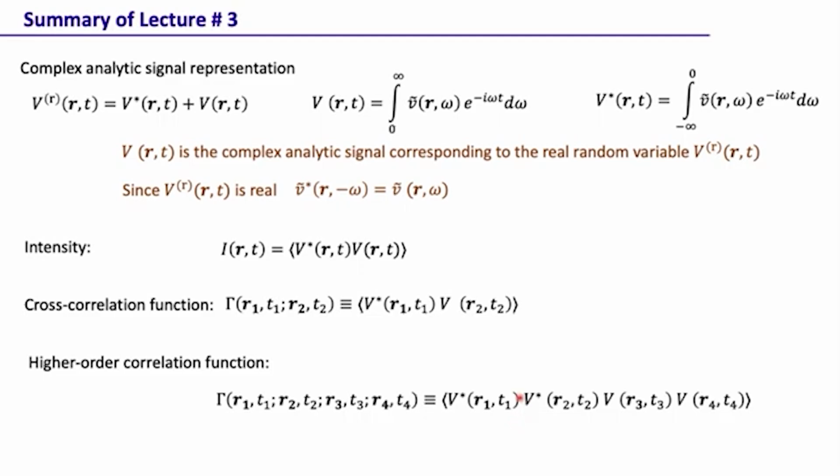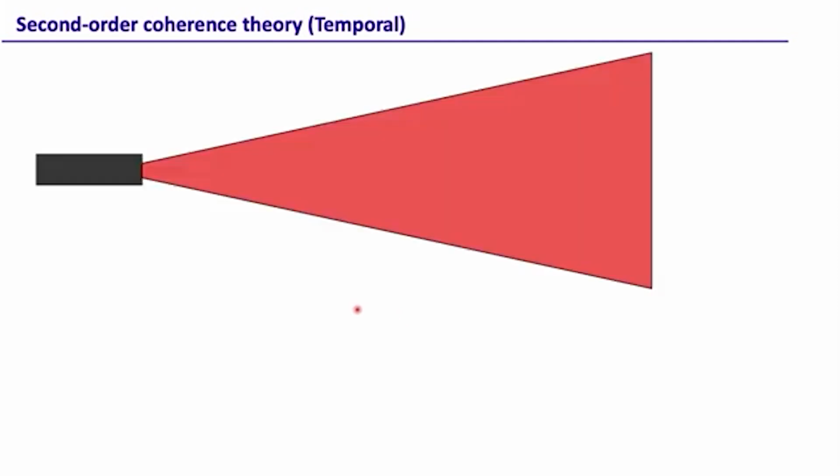Okay, so this is what we had done last time, and today I'm going to focus on this cross correlation function, which is the 2-point correlation function, and which quantifies the correlation between fields at two different space-time points, R1 T1 and R2 T2. So let's get started.